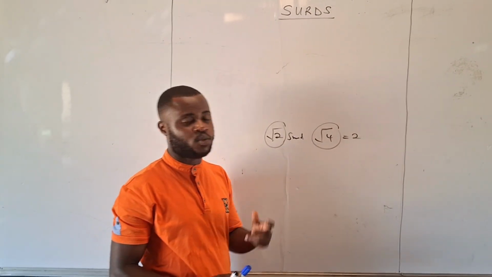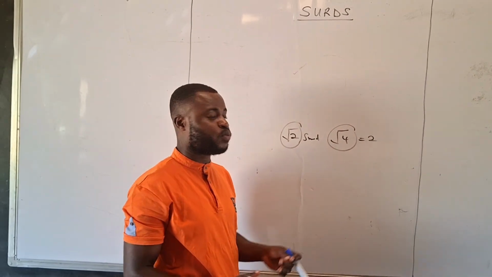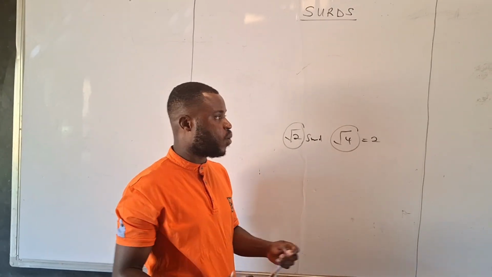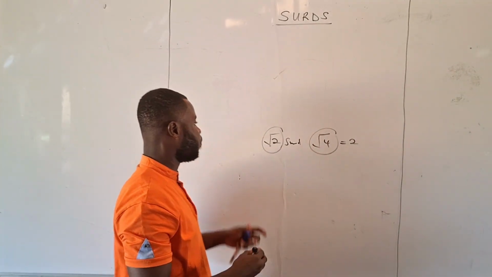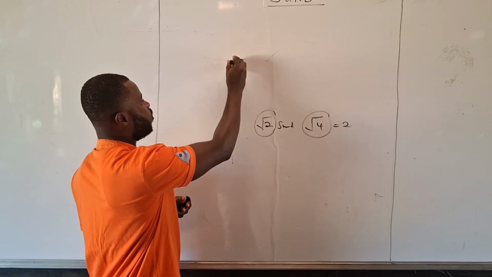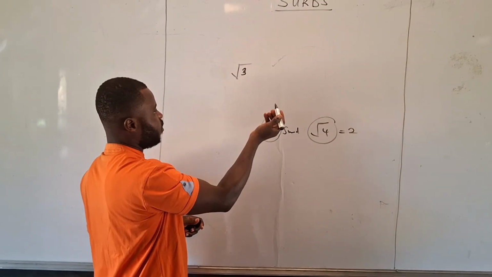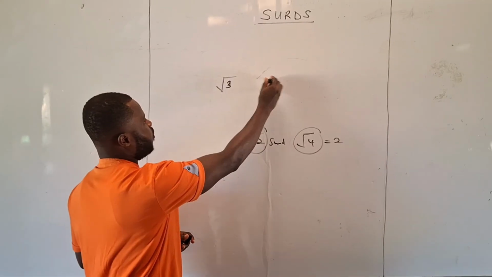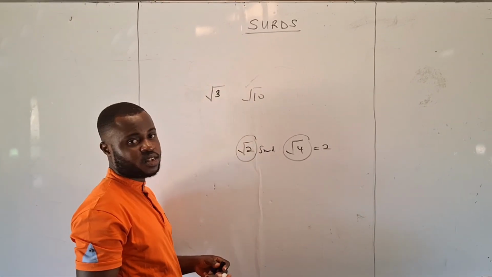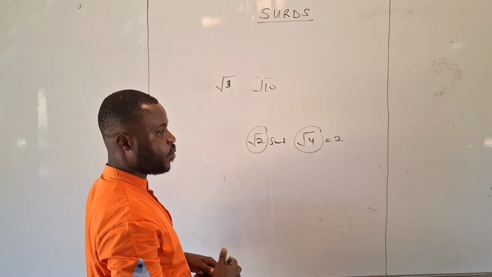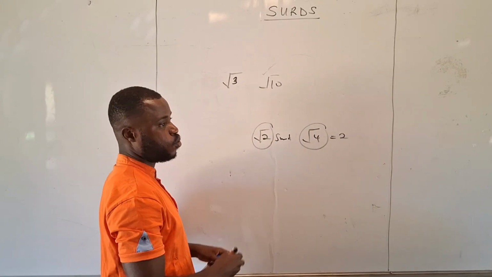Now what you have to understand is we have two main types of surds. We have simple surds and compound surds. Now what are simple surds? Simple surds are numbers in only one root. They contain only one root. Root 3 is a simple surd. Root 10 is a simple surd. We have compound surds. A compound surd contains two or more simple surds.